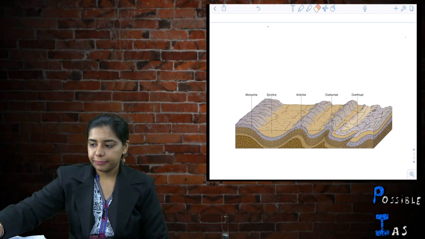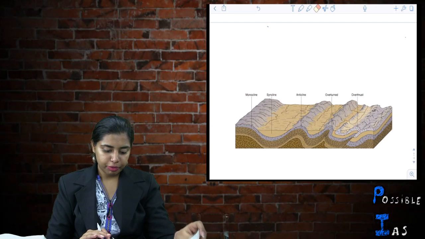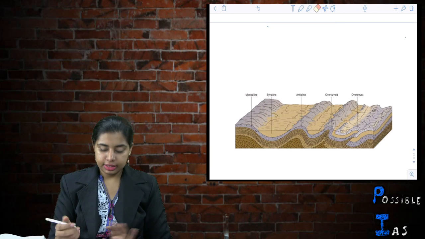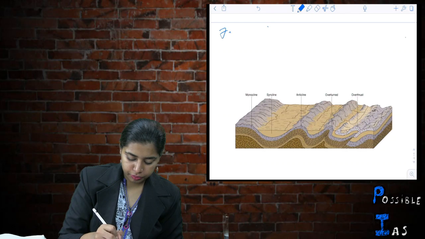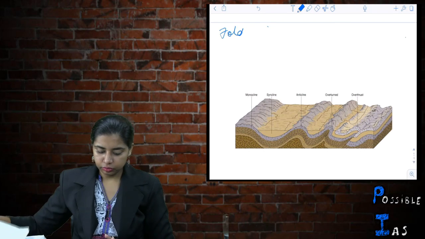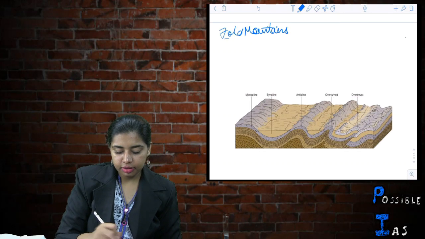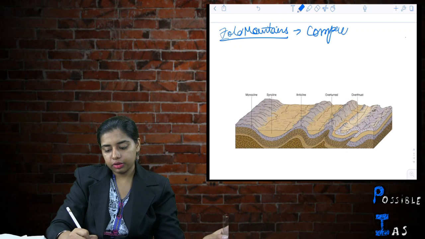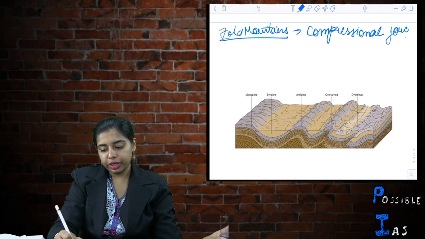Okay. So since we have started folding, the first type of mountains that we have to study will be known as fold mountains. These are the ones which are formed because of compressional forces, like we have studied. Like I've just told you, why do folds happen? Because of the compressional forces.